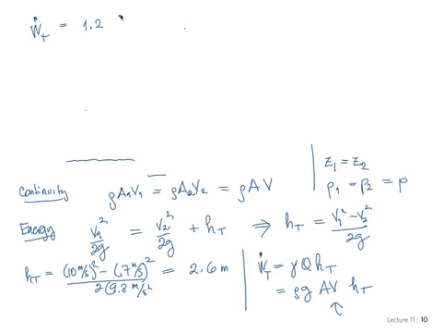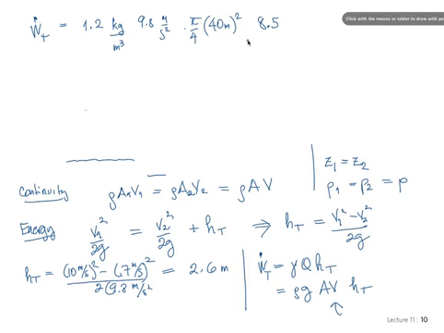Rho of air. Suppose I have my book and my tables and I can look this up, or I have it memorized. 1.2 kilograms per cubic meter for air at atmospheric conditions. g, 9.8 meters per second squared. The area, pi over 4, and we were given a 40 meters diameter rotor, so that's the area. The velocity we just calculated with the tip that was given here, 8.5. I don't want to confuse you with a little dot here, so I'm just going to put a parenthesis. Meters per second is our velocity, and the turbine head, we just calculated that, 2.6 meters.